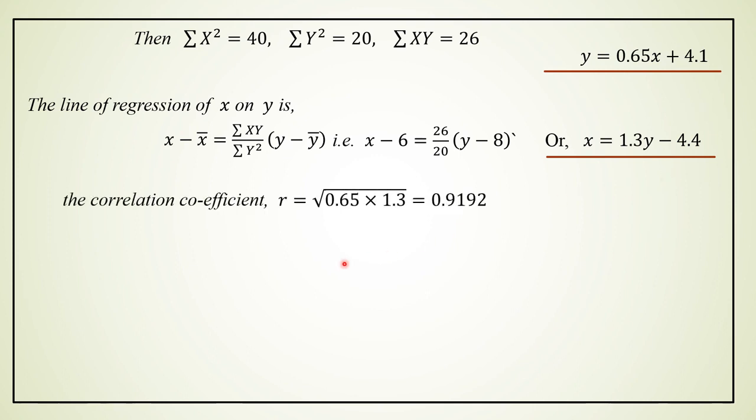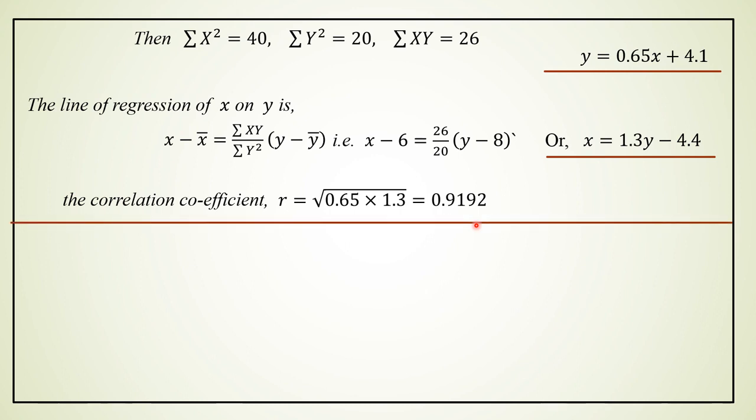Then the coefficient of correlation r, we know that it is the geometric mean of the regression coefficients. The regression coefficient of y on x is 0.65 and the regression coefficient of x on y is 1.3. So just take the geometric mean of it, which is equal to square root of 0.65 into 1.3, that is equal to 0.9192. So that completes the problem.